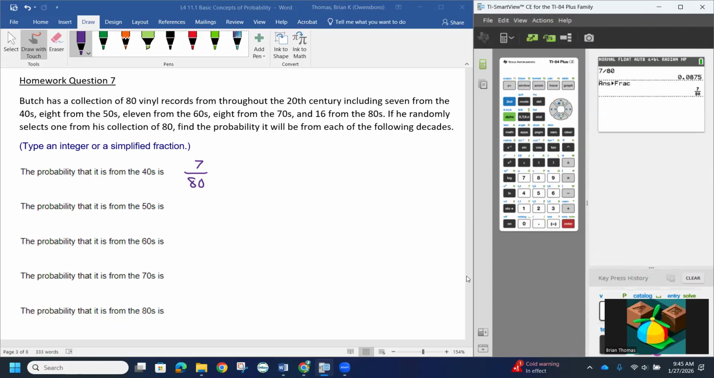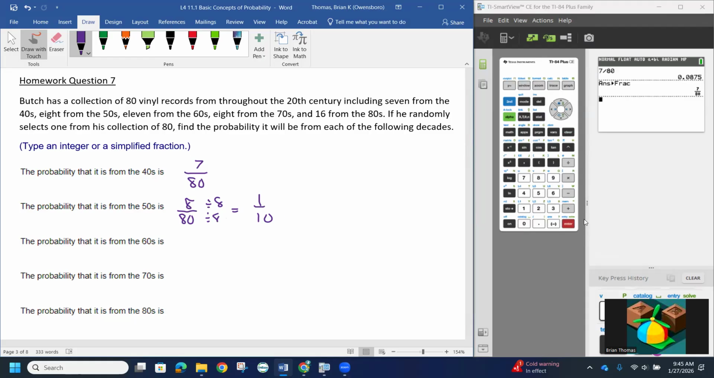So my next question we have is then, what's the probability that when he chooses a record, it's going to be from the 50s? So that's how we have eight from the 50s. So we do see this is going to be 8 out of 80. Notice how, again, it's got to be a simplified fraction. I can see an 8 in each one of those, so I can divide an 8 in each one. So 8 does go into 8 one time, and 8 does go into 80 10 times, because 10 times 8 is 80. So that should be a 1/10 chance.